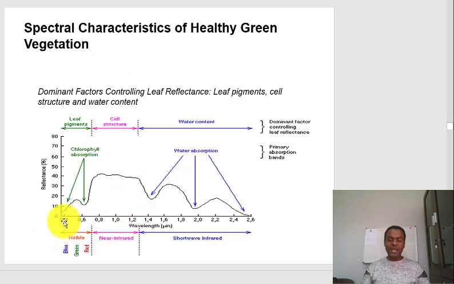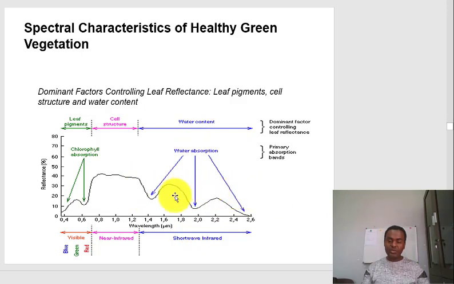The spectral characteristics of healthy vegetation are controlled by three important factors: leaf pigment, cell structure, and water content. In the visible portion of the spectrum, the spectral characteristics are controlled by leaf pigment. There are absorption bands because of chlorophyll presence. There are also peaks. While in the near infrared portion of the spectrum, the spectral signature is controlled by cell structure, whether the leaf is spongy or smooth. In the shortwave infrared portion of the spectrum, the spectral signature is controlled by water content, whether the leaf has too much water or less water. If the leaf is dried, the impact of drought on the leaf will be visible in the shortwave infrared portion of the spectrum. If the leaf is dry, you will see a higher reflected signal.